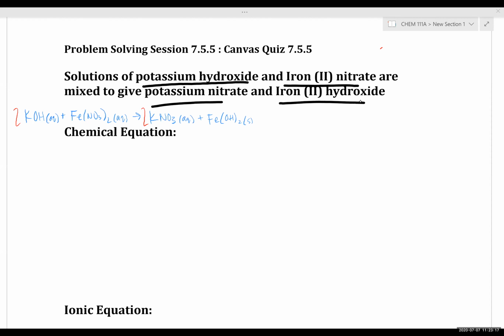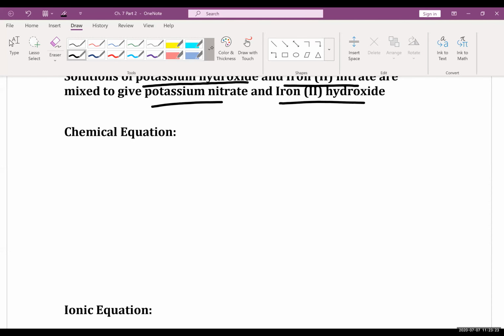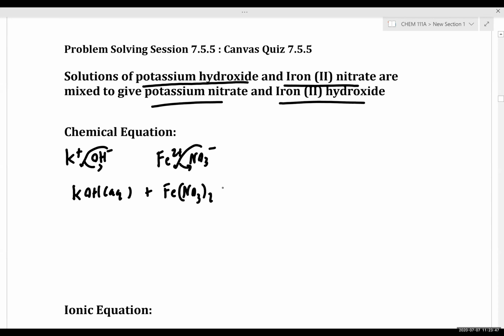So allow me to write out the balanced equation and provide the state symbols. So potassium hydroxide, we have potassium plus and hydroxide. We cross our charges, that gives us KOH aqueous. Iron 2 nitrate, so we have iron 2 plus, NO3 minus. We cross our charges, that in turn gives us Fe(NO3)2 aqueous. Again, because it's a nitrate salt.